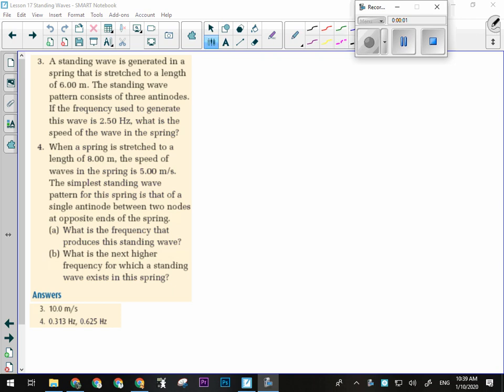Okay, let's go over number 4 here. So we have a spring stretched to a length of 8 meters. We know that the speed of the waves on there is 5 meters per second. And it says we are looking at the simplest standing wave that can form on that spring.